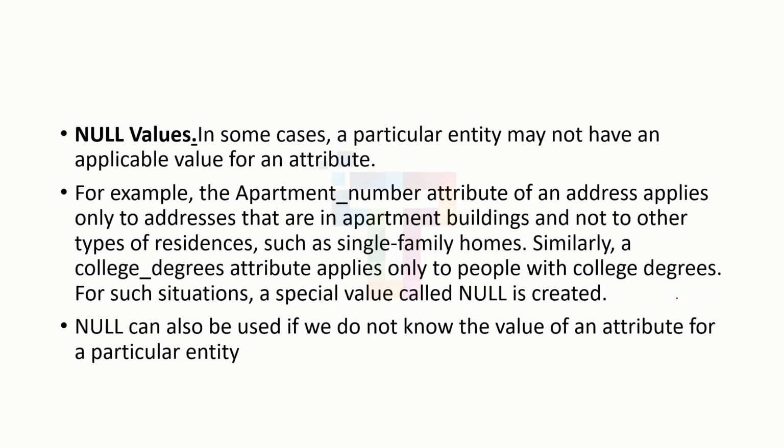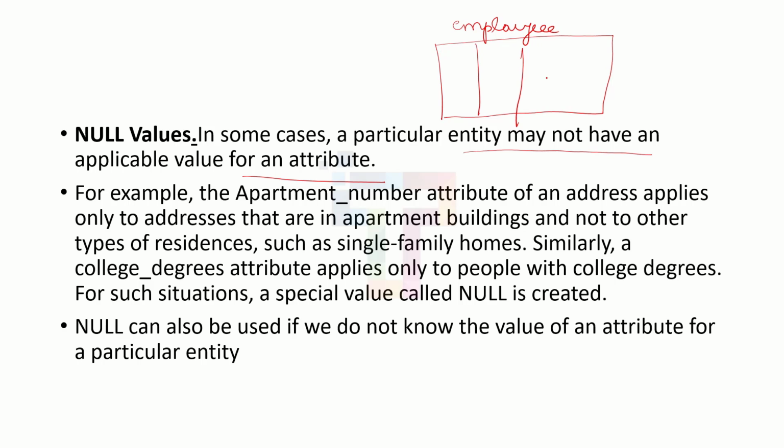Clear? Next we have null values. In some cases, a particular entity may not have an applicable value for an attribute. We have an employee, with some attribute names, and that particular employee doesn't have, for example, a phone number. So we keep it blank, right? It is called a null value.